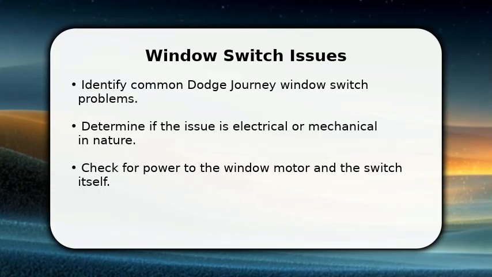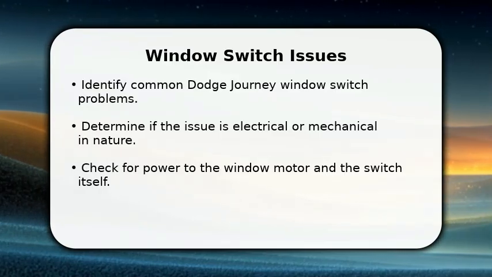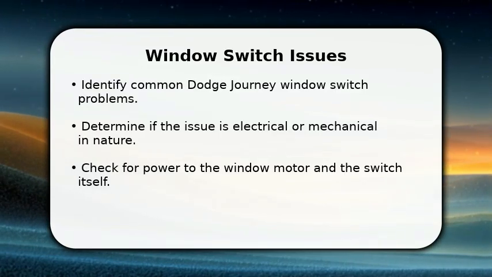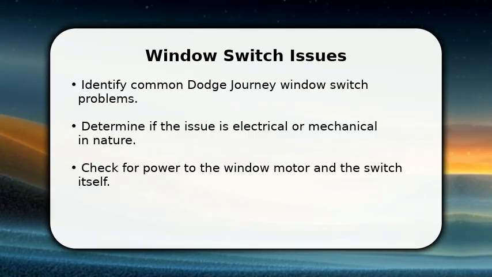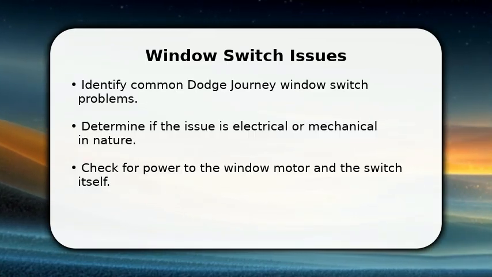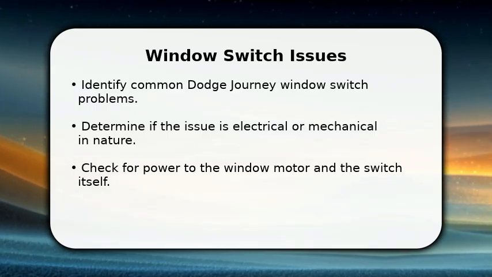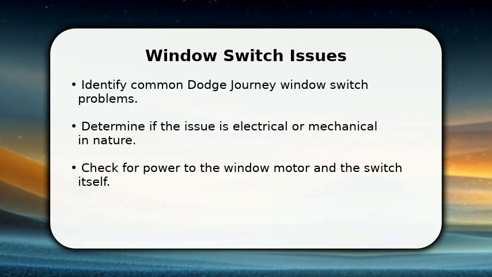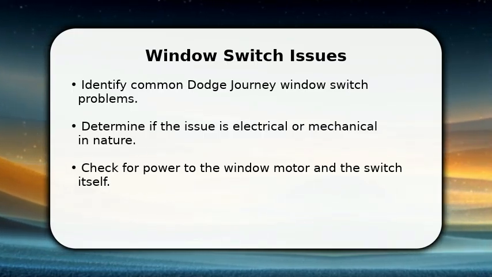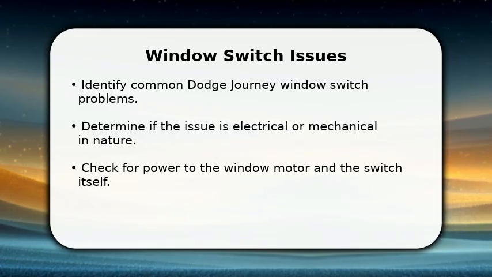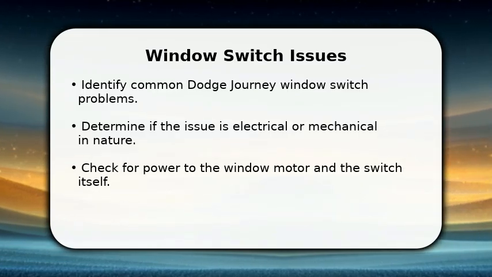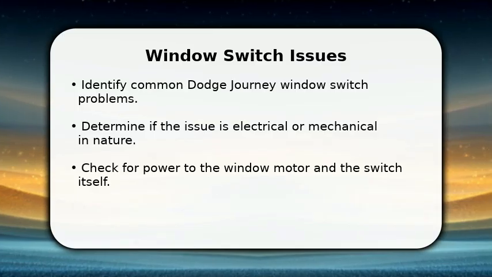In this video, I will explain how to fix Dodge Journey window switch issues. First, let's identify the common problems you might encounter, such as a window not moving or only moving intermittently. It's important to figure out if the problem is electrical, like a faulty switch or wiring, or mechanical, such as a motor issue. A quick check for power at the switch and motor can help narrow down the cause.